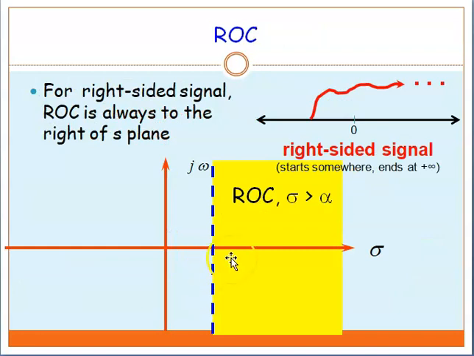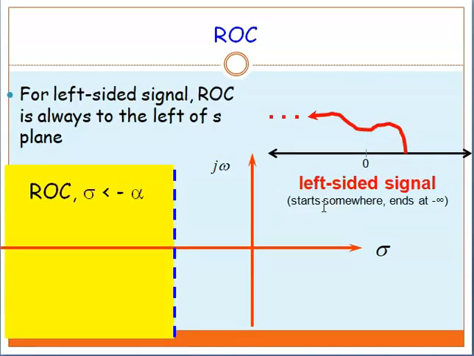Here you have the right-sided signal. Starting from here, this is your sigma c. Sigma c will start from here and then go to the right. The ROC is always to the right of the S-plane, so your sigma is more than your alpha.